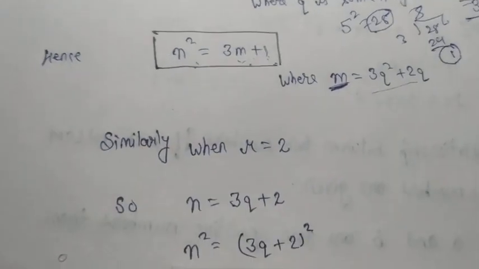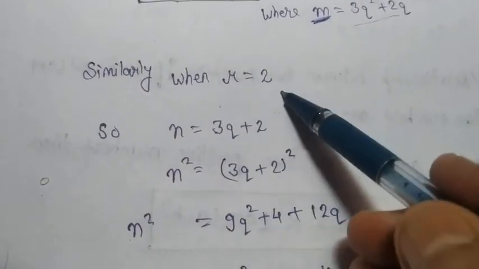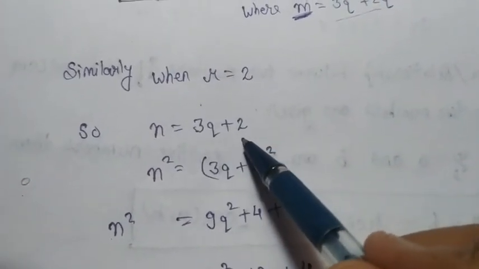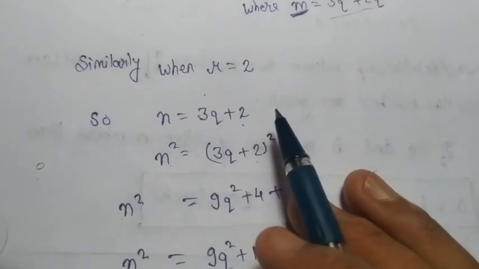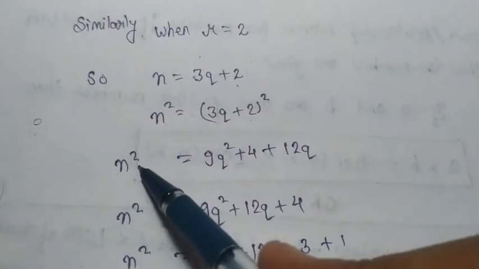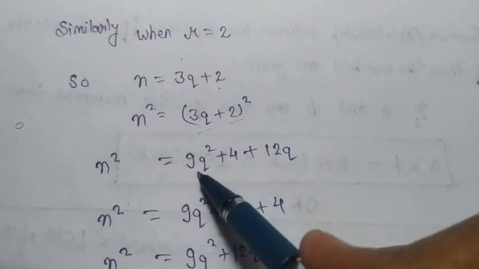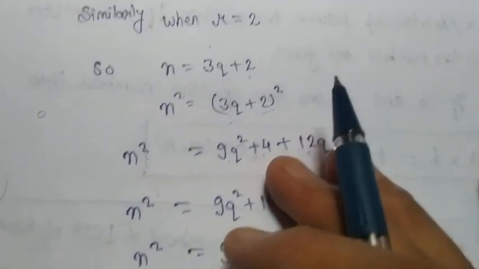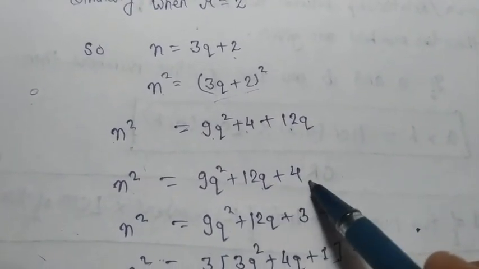Now see students, one more value was left, that is r equal to 2. So when r equal to 2, n will be 3q plus 2. Again we have to do the squaring, so n square will be 3q plus 2 whole square. Expand this with the formula of a plus b whole square, so it will be 9q square plus 4 plus 12q. Now n square is equal to 9q square plus 12q plus 4.